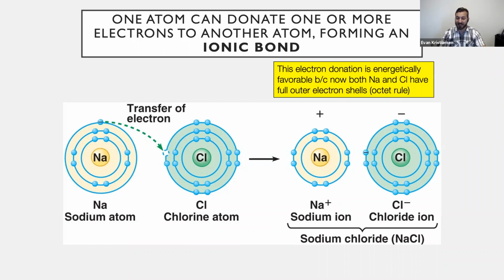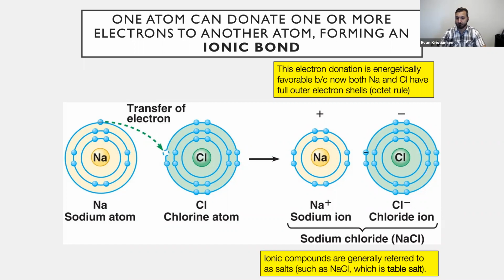Sodium has its second electron shell with 8 electrons in it, and chlorine has its third electron shell with 8 electrons in it. This is favorable because now both of them have full electron shells, but they both have a charge. This molecule that's formed is called sodium chloride. Ionic compounds are usually referred to as salts, and in this case, sodium chloride is what we would call table salt, just regular salt, culinary salt that you have in your kitchen.